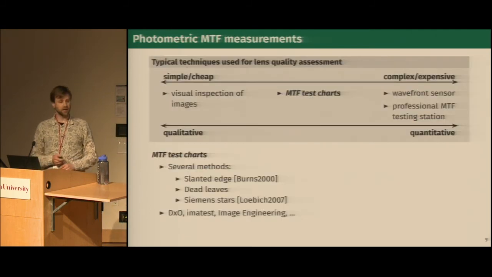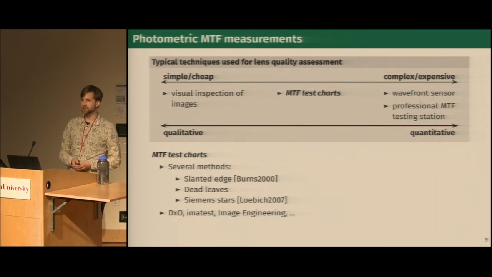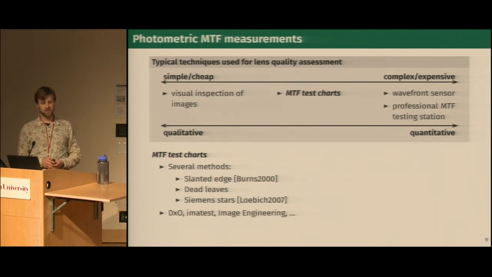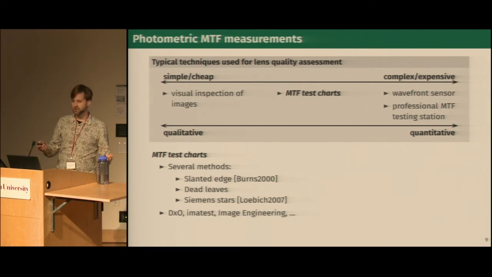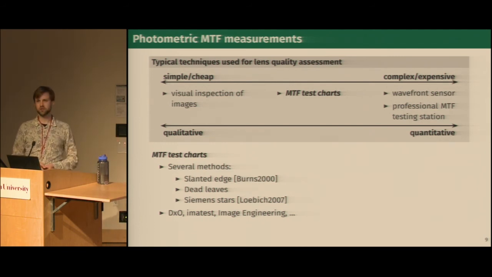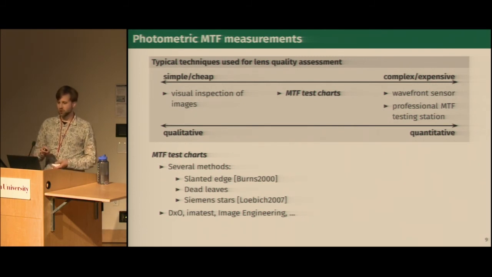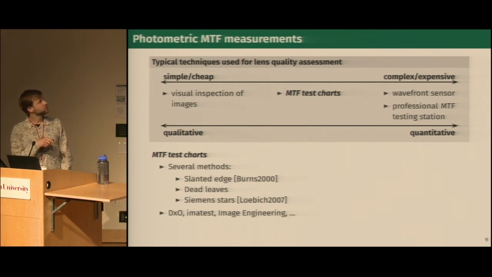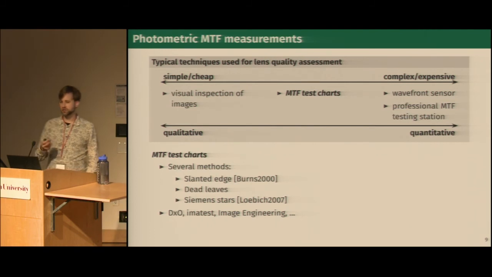So how is this typically done? There's a lot of techniques to measure lens quality, to assess lens quality, or to obtain the modulation transfer function, ranging from very simple methods like just looking at test images or at scenes that are typically shown in magazines that compare lenses, to extremely complex and expensive methods like analyzing the entire wavefront, or what Dube et al. use: these professional MTF testing stations which set you back $50,000 or even more.